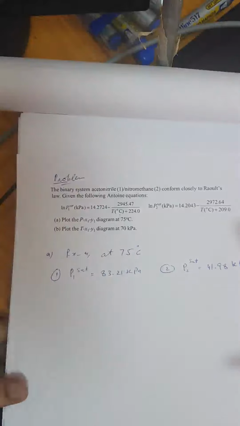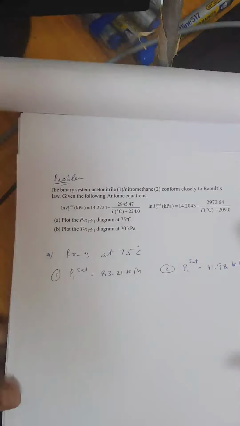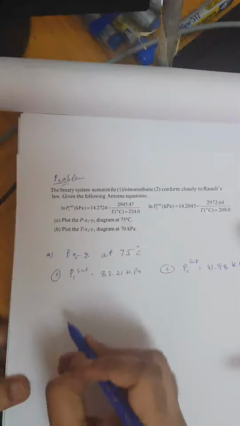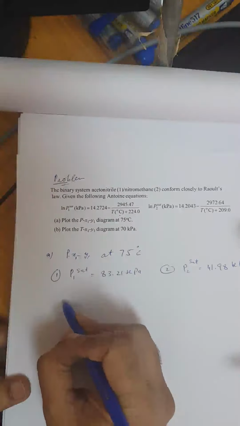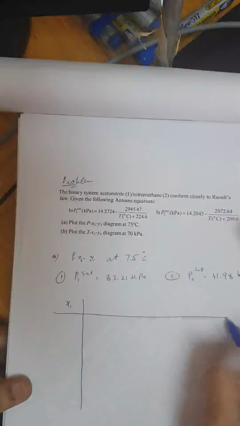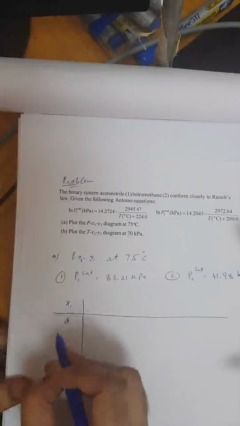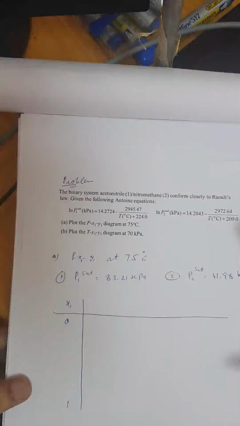So here, we don't have any information given. We need to plot. If we need to plot, it means we need either x value or y value. So what we need to do is, we will write x1 over here. We start the values from 0 to 1. We know the mole fraction cannot be more than 1 and the minimum is 0.